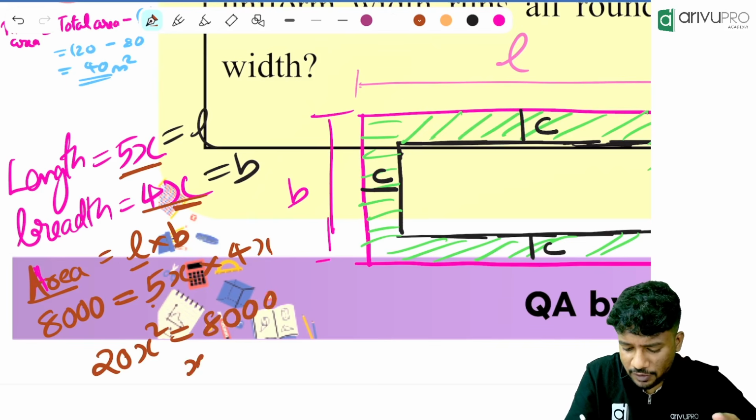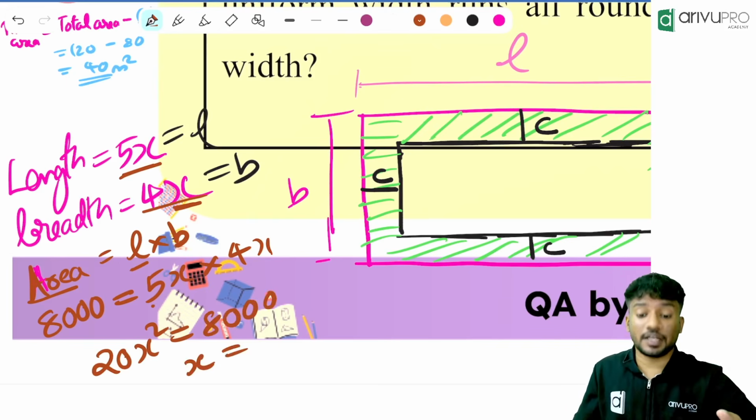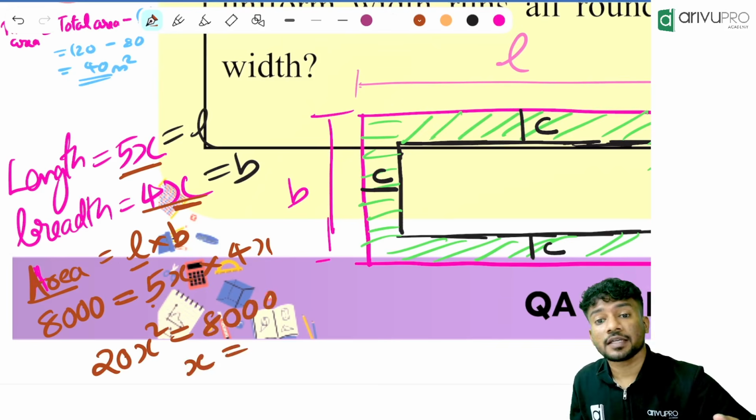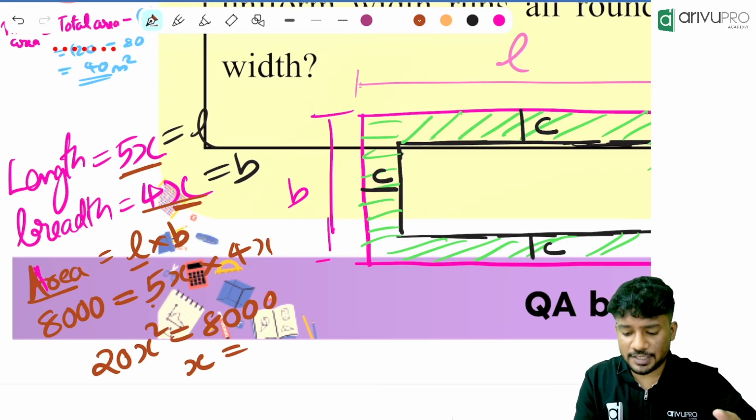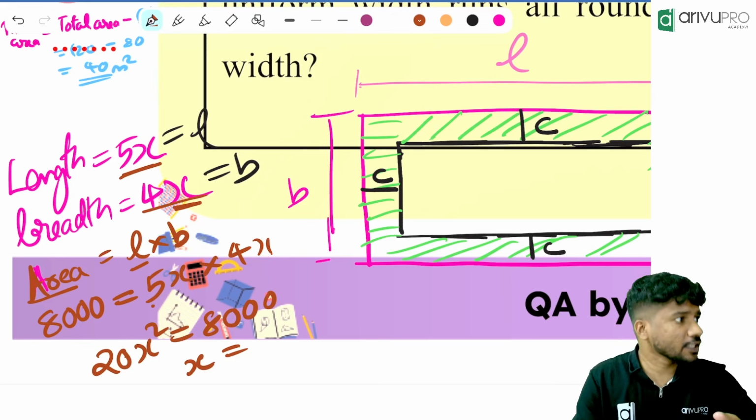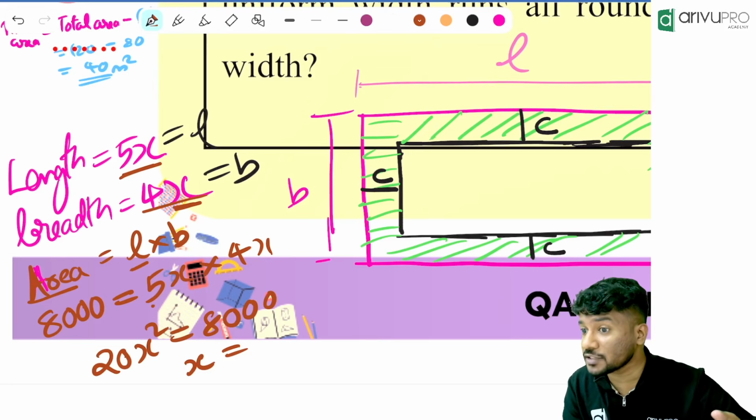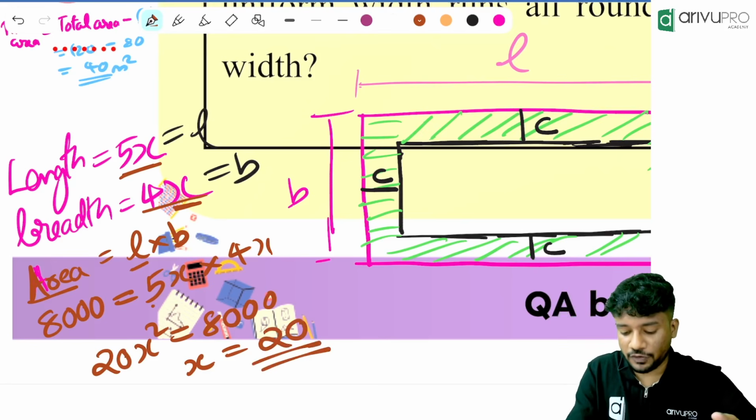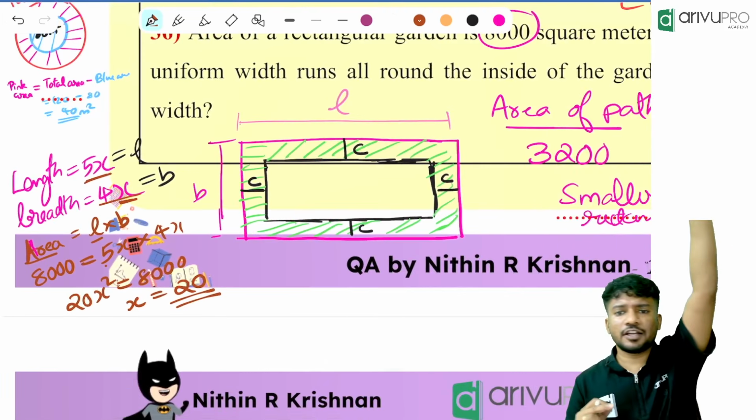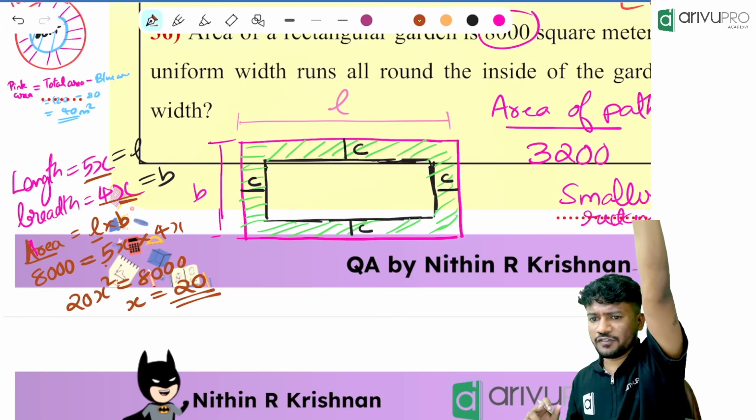Can you find me the value of x? Everyone, only the positive value. It will become 8000 divided by 20. Then you will click equal to. Then you will click root. How much is the value of x? Which is equal to how much, Lipika? 20 is the value of x. So we got the value of x.